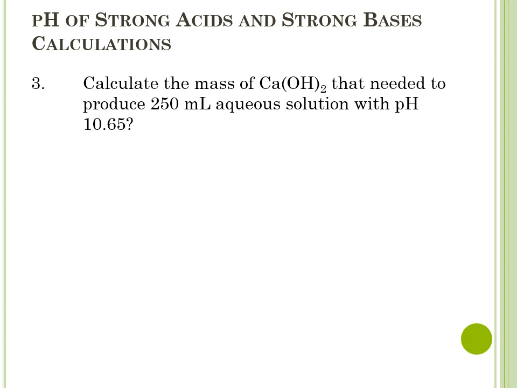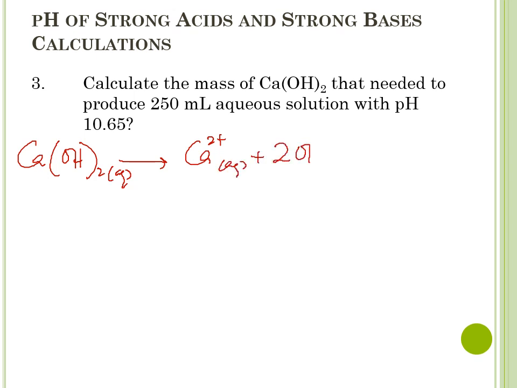Question 3 has a long way to go. First, we find the dissociation reaction of calcium hydroxide. It will produce calcium ion, Ca2+, and 2 of the OH-. So the balanced equation here shows that for 1 mole of calcium hydroxide, it's going to produce 2 moles of OH-. But how much OH- do we have?